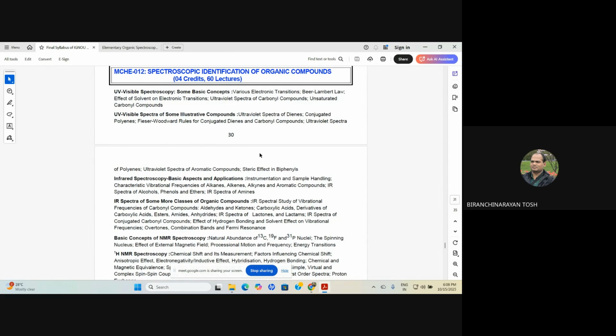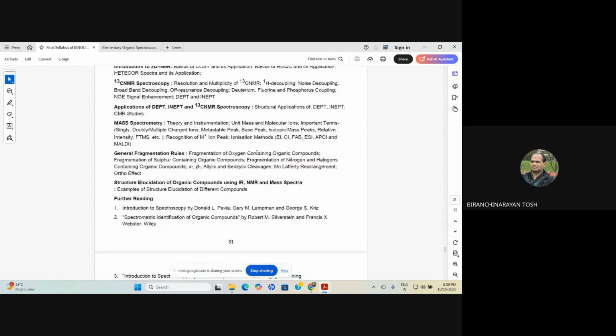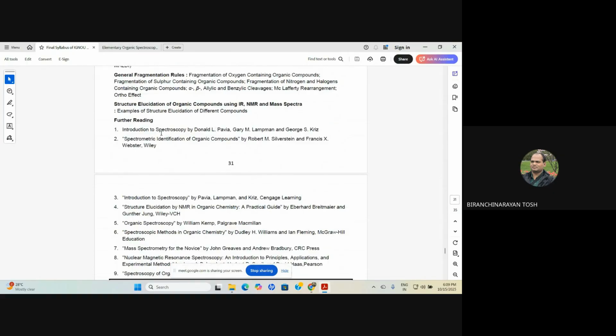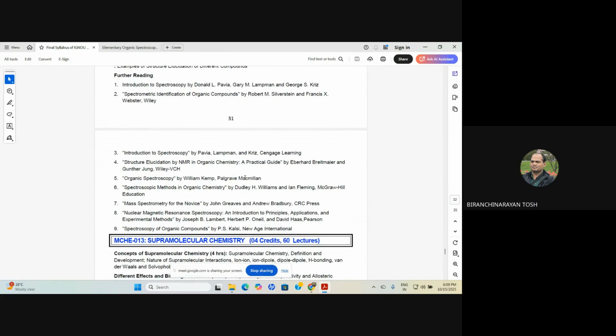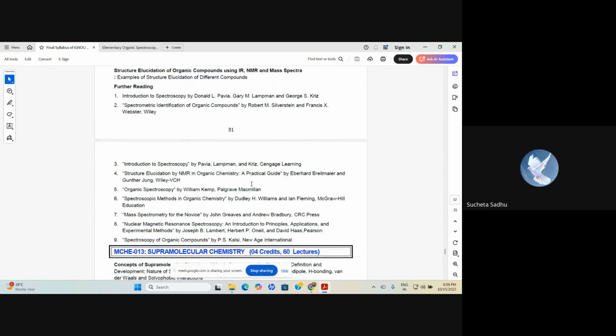So anyway, there are so many books. I think in your degree, what book were you referring to? What book have you referred for spectroscopy? If you can see the reference here for further reading, you have Pavia, Introduction to Spectroscopy, and Silverstein also there. Sir, these are good books. Can you please share these with us? Through WhatsApp, these references.